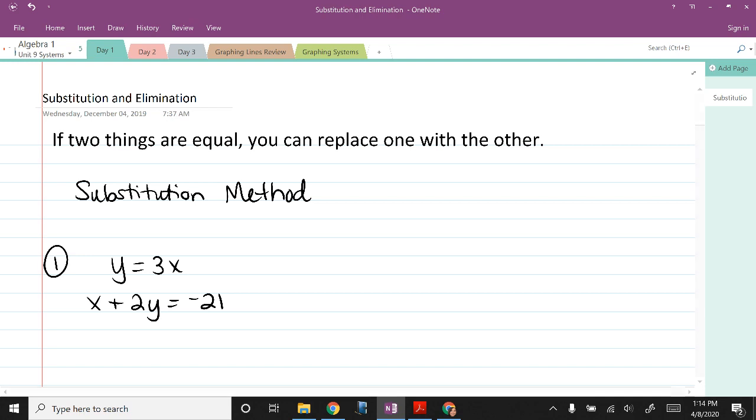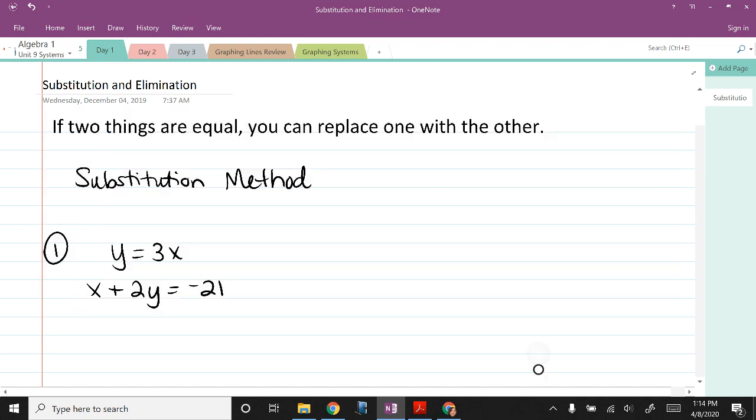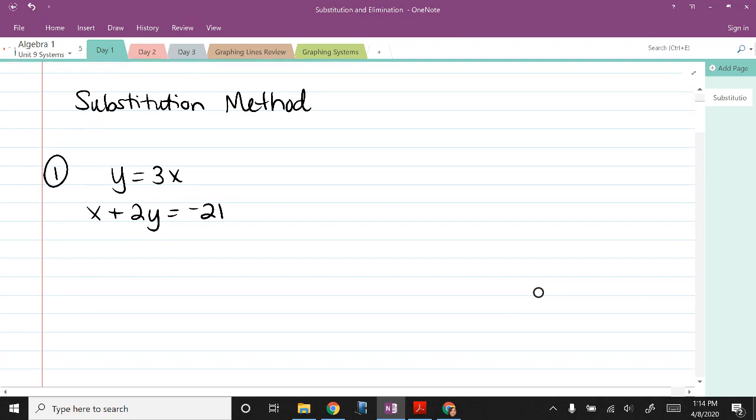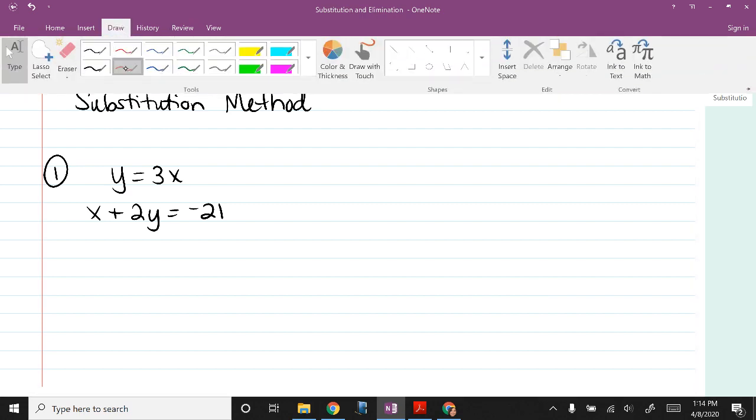We're not going to graph anything. We're going to do it using algebra. And there's two ways you can do it using algebra, and those are the substitution method and the elimination method. So for a substitution method, we're going to do this one first. So this little video will be on substitution method. There will be another video coming on elimination method. So we're just going to do a few examples on substitution real quick.